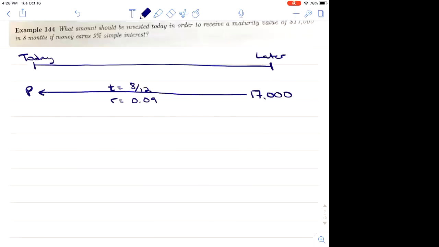Okay, so now we can get to work. We know the future value is P times 1 plus RT.